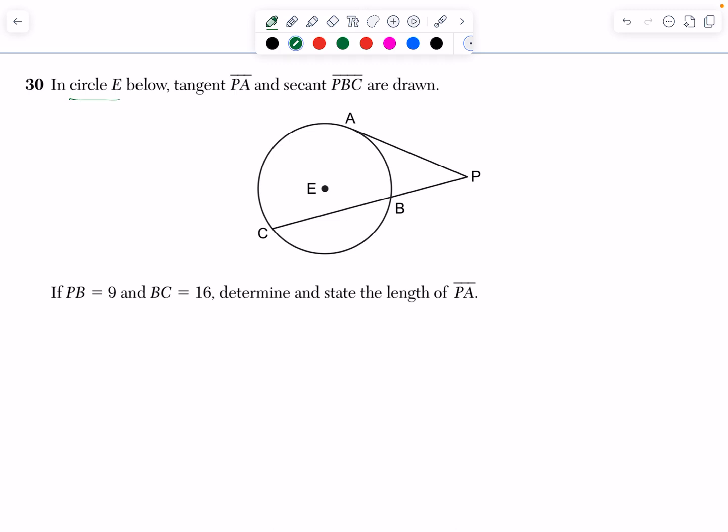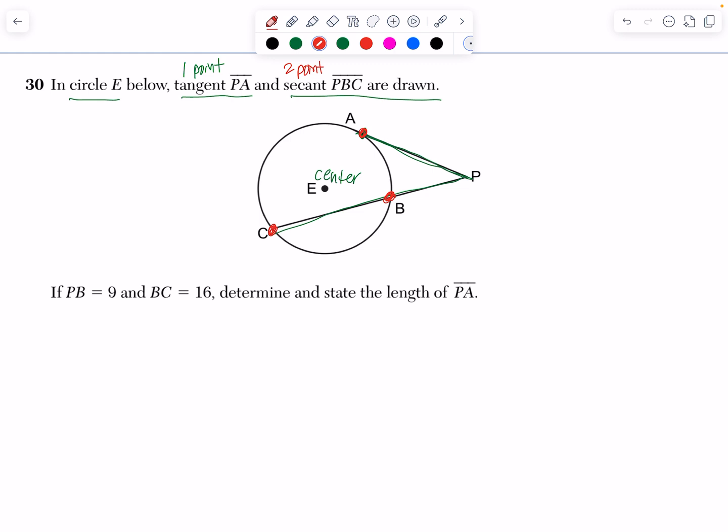In circle E, already that's important information. This indicates that E is the center of the circle. Tangent line segment PA, quick review, tangent means it touches a circle at 1 point. And secant line segment PBC, and once again, the vocabulary word secant means it crosses the circle at 2 points. So tangent, 1 point, secant, 2 points. Just a review on vocabulary.